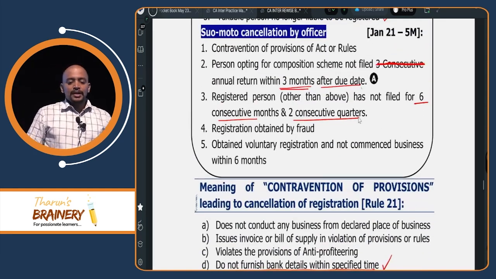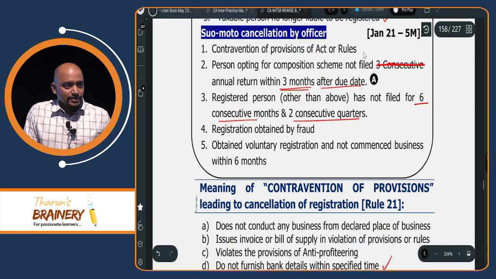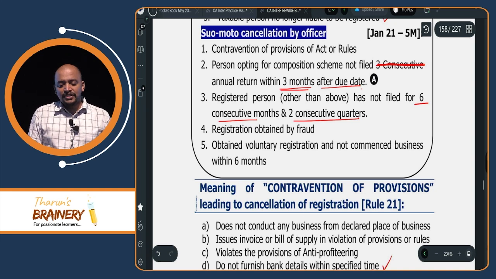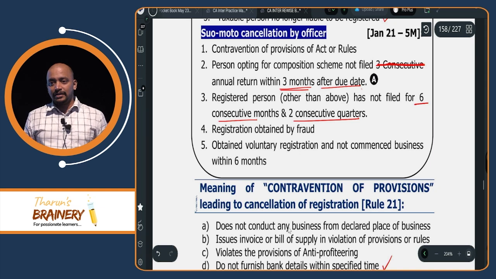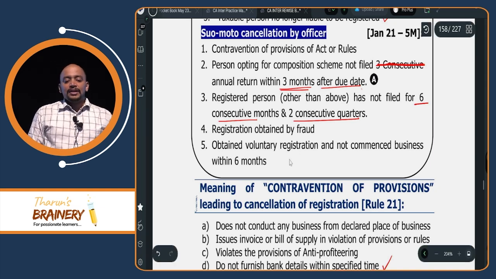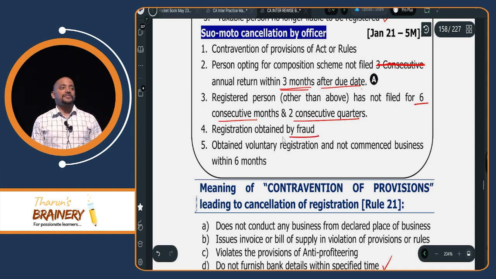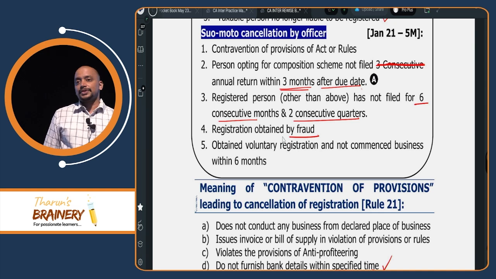Then next. So you have contravened the provisions of the act or rules. So what are those contraventions, the contravention of the provisions is given below. But some provisions you have contravened. Okay. Means you committed certain offences. Then you have obtained registration by fraud. Means what? You gave the fake details and you got the registration.